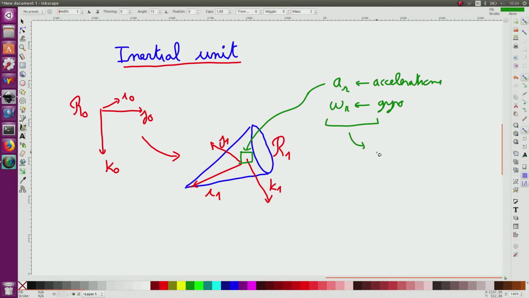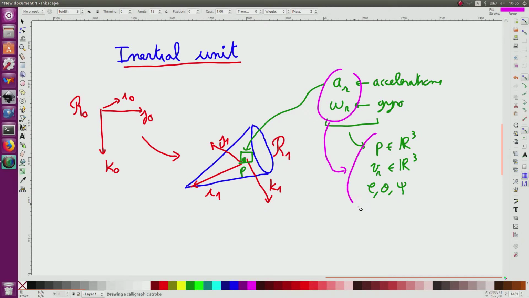And from these quantities, I want to know where I am, so to compute the pose of the vehicle. The pose corresponds to the position, which belongs to R3, for instance the point P, the center of the robot frame. I also want to know the speed, which I cannot measure directly, expressed in the robot frame, which also belongs to R3. I also want to estimate the orientation of my vehicle, so phi, theta, and psi. This is the role of the inertial unit.